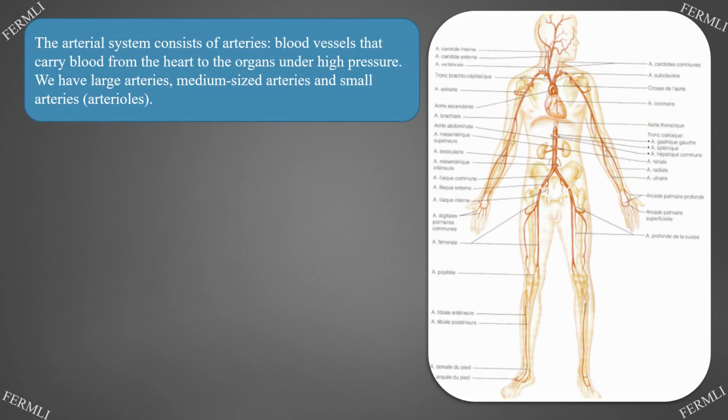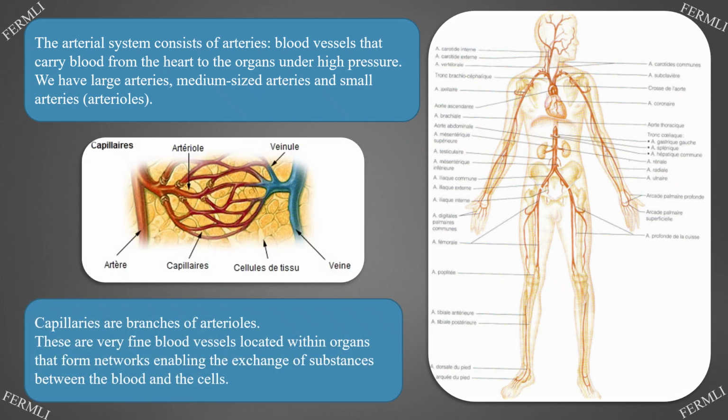The arterial system consists of arteries, blood vessels that carry blood from the heart to the organs under high pressure. We have large arteries, medium-sized arteries and small arteries, arterioles. Capillaries are branches of arterioles. These are very fine blood vessels located within organs that form networks enabling the exchange of substances between the blood and the cells.